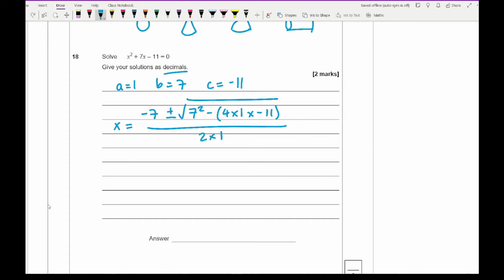And so typing that into my calculator, I should have two values, and let's plug that in now. I should have two values, one of which is 1.32, and the next one is minus 8.32, and they're both to 2 decimal places.